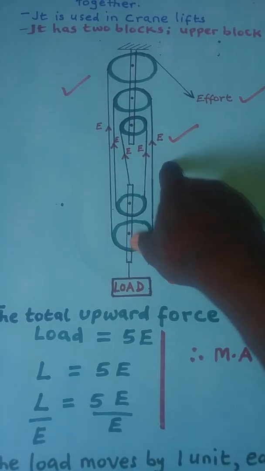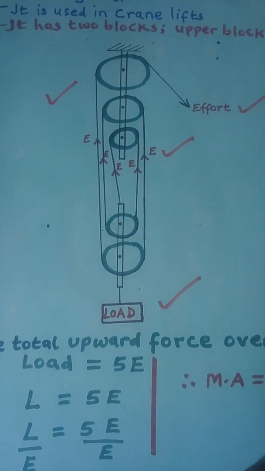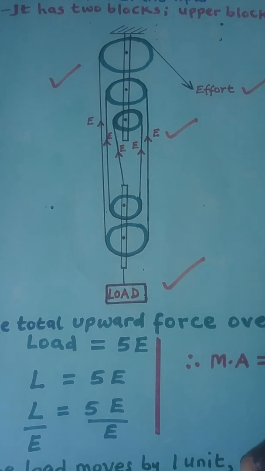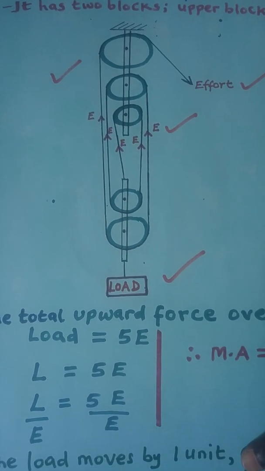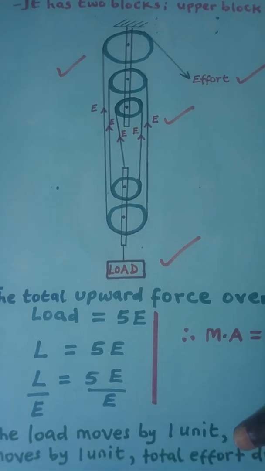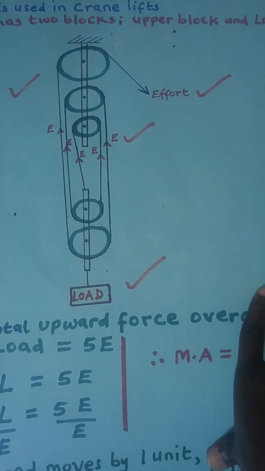You know, these ones are very many, and the load is alone, you see? So the load will be moving by 1 centimeter, while the other is, because there are 5, each one is 1 centimeter, their total will be 5 centimeters. So your velocity ratio will be effort distance, which is 5 centimeters, divided by load distance, which is 1 centimeter.